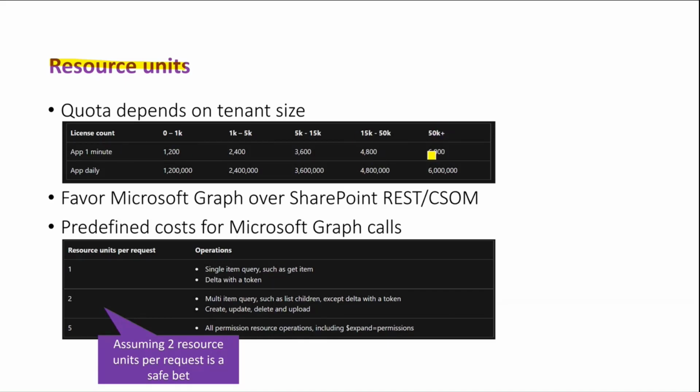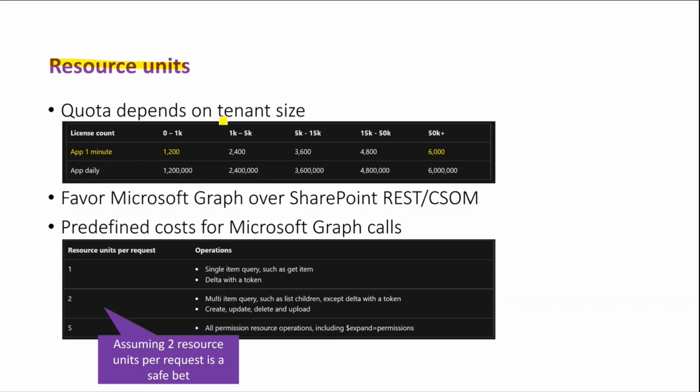So for the 50K tenant, you get 6,000 resource units. A small one, you get 1,200. And it's per minute. So we have a bucket of 1 minute, and for all requests in that minute, if you don't exceed this quota, you're not throttled. If you exceed it, you're throttled.